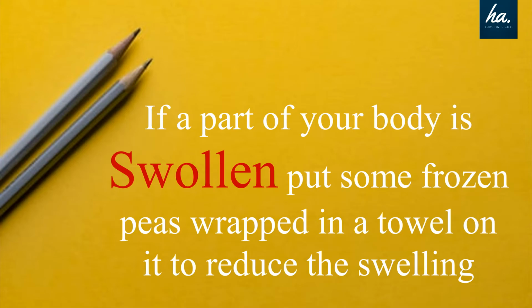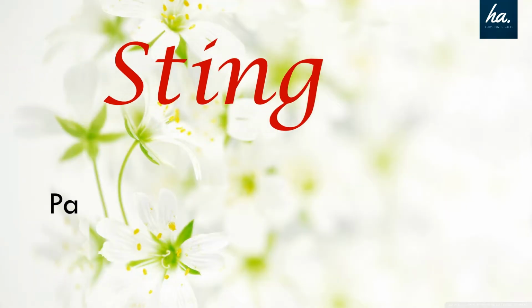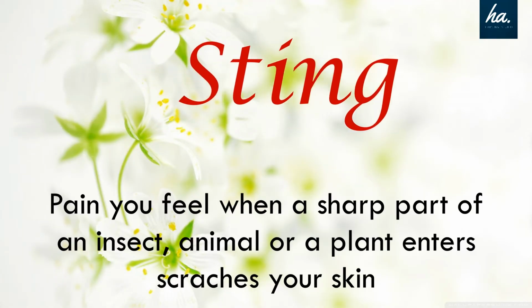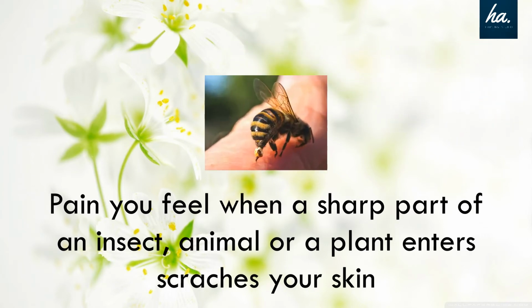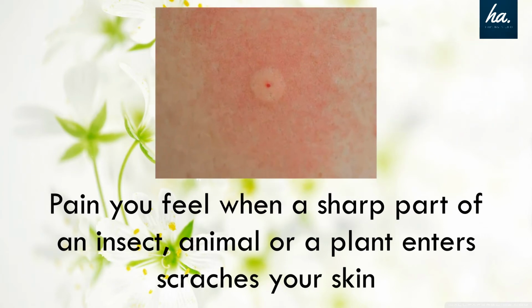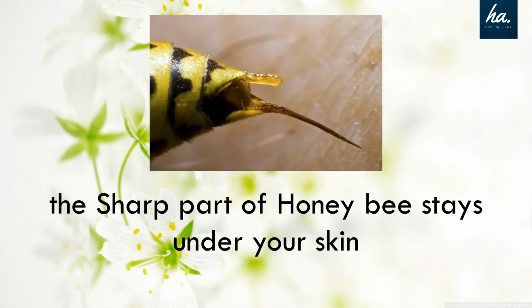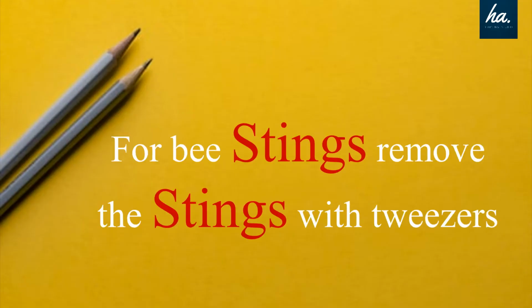to reduce the swelling. Next one is sting. It is a pain you feel when a sharp part of an insect, animal or a plant enters or scratches your skin. Or you can say the sharp part of the bee that stays under your skin. For example, for bee stings, remove the sting with tweezers.